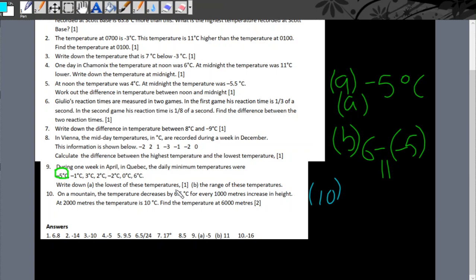Okay, so how many 1000-meter increases do we have from 2000 to 6000? From 2000 we'll go to 3, 4, 5, 6. So 4 increases of 1000 meters in this length. For each increase, the temperature would decrease by 6.5. So the initial temperature was 10 minus 4 times 6.5, and this gives -16.